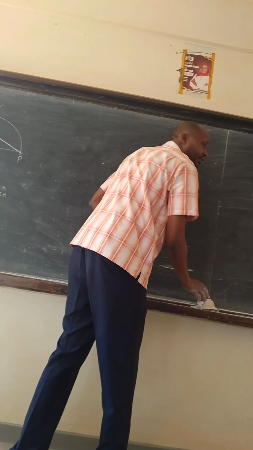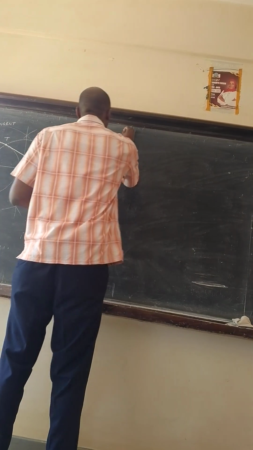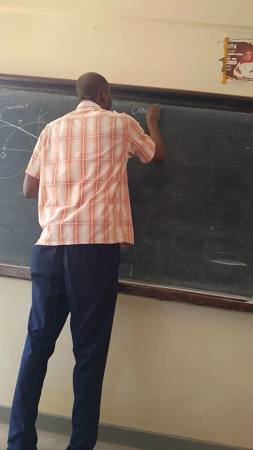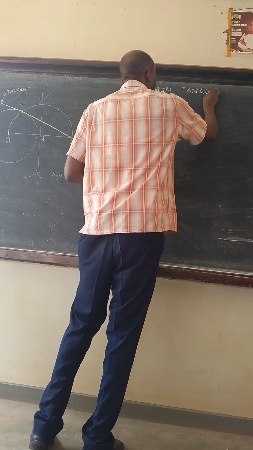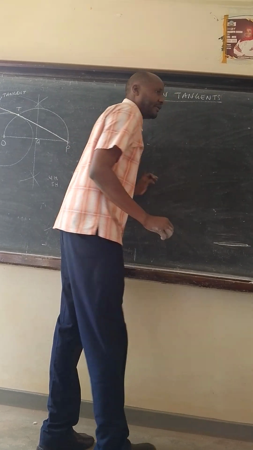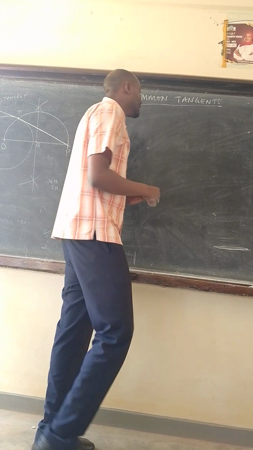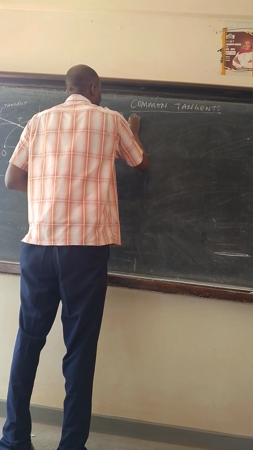Now that's involving only one circle. What if there are two circles? Then the word common can come in. Common tangents, meaning it is touching two. This is where we have the remaining four parts for us today. And the easiest part is part A.